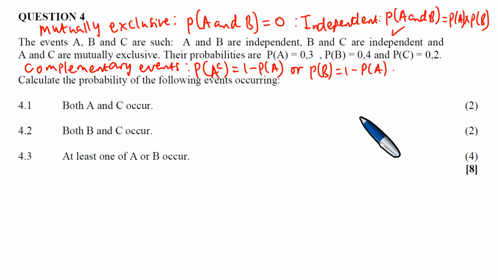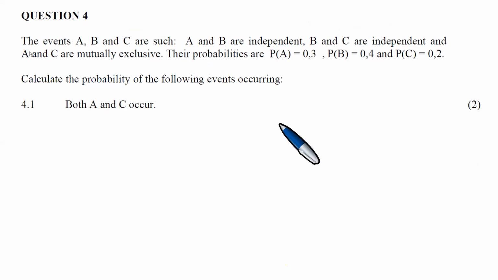Okay, just mentioning some things. Let's do this question. I've made space available for this. Next page. The events A, B, and C are such that A and B are independent, B and C are independent, and A and C are mutually exclusive. Their probabilities are: the probability of A is 0,3, that of B is 0,4, that of C is 0,2. Calculate the probability of the following events.